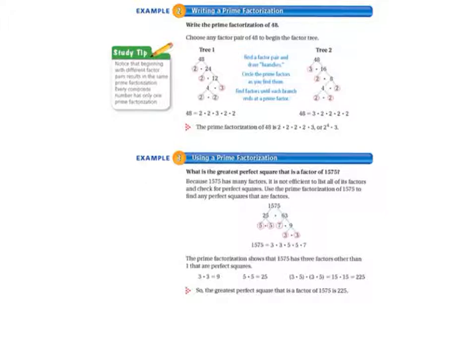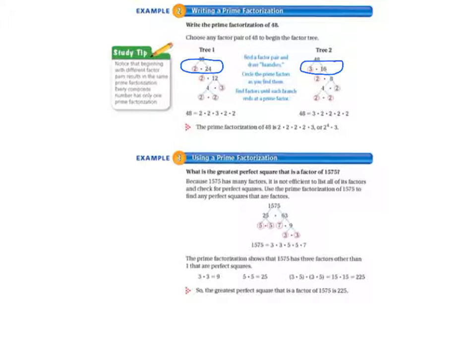We're going to write the prime factorization for 48. Choose any factor pair of 48 to begin the factor tree. So in the factor tree on the left, they chose 2 times 24, and on the factor tree on the right, they chose 3 times 16. And it says to find a factor pair and draw branches and circle the prime factors as you find them. Find factors until each branch ends at a prime factor.